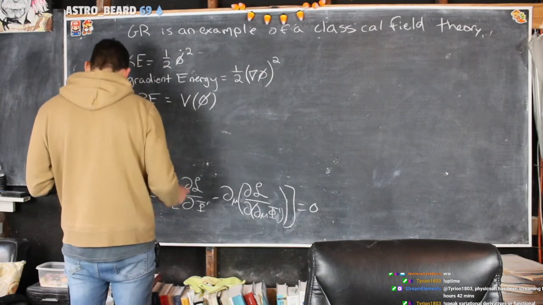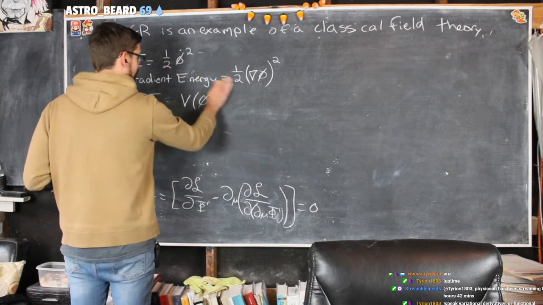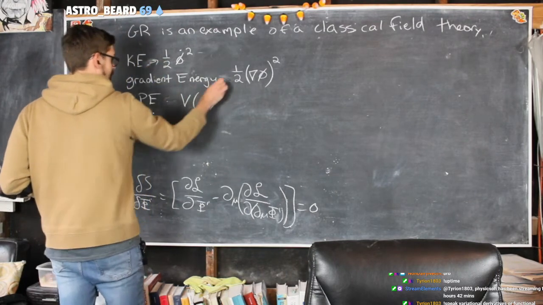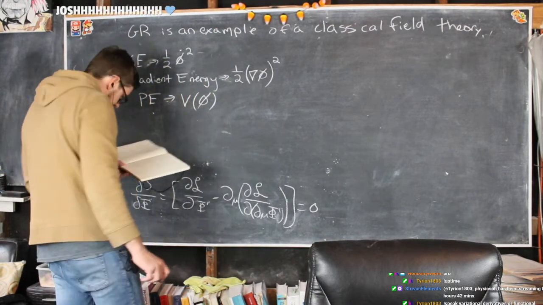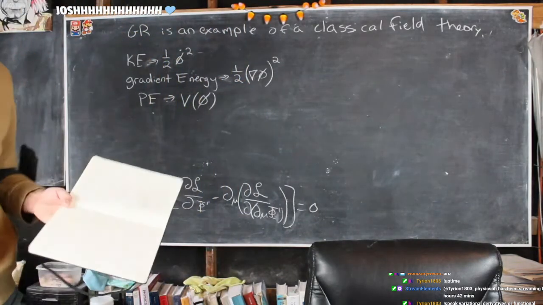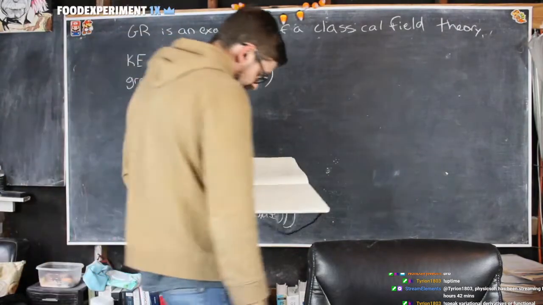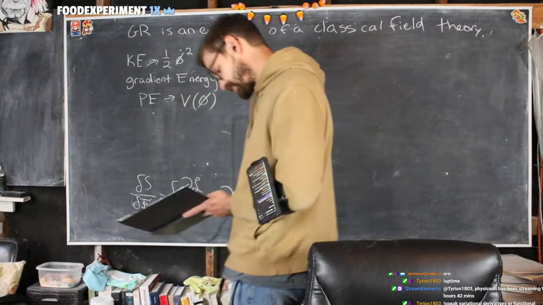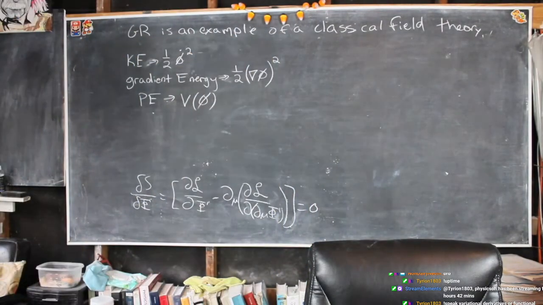So then we have the potential energy. I should do arrows, not equals. Okay, so then the Lagrangian could just be the combination of all of those things. However, the kinetic energy and the gradient energy are not by themselves Lorentz invariant.